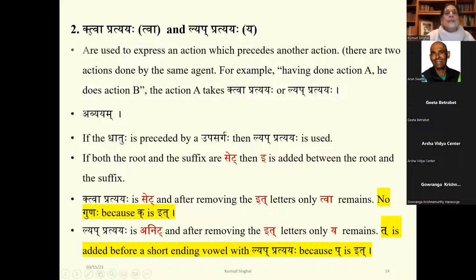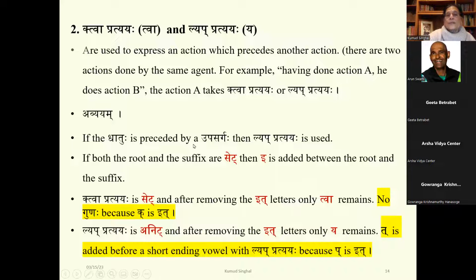Both these pratyayas are used to express an action which precedes another action. So there are two actions done by the same agent. For example, having done action A, he does action B. The action A takes a katva or a liyap pratyaya. I will tell you the difference between these two. And it is again an avyaya.